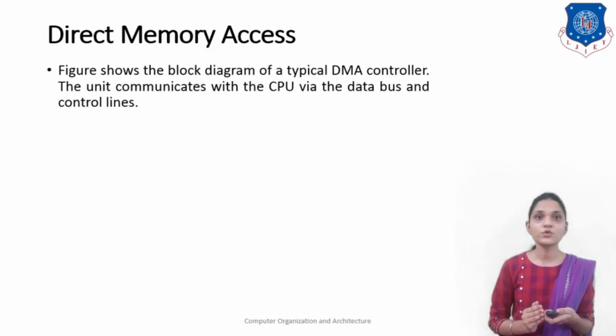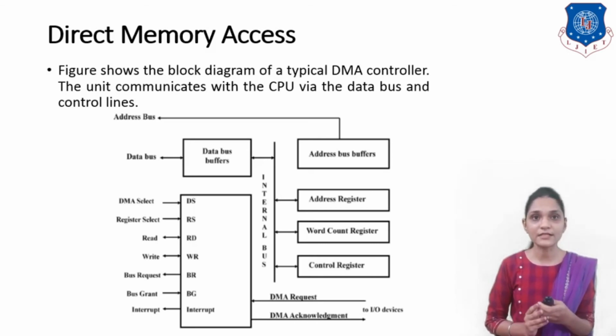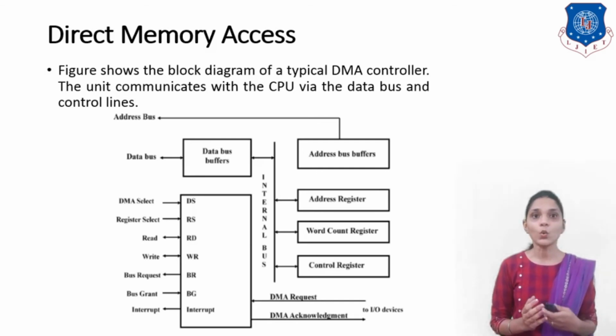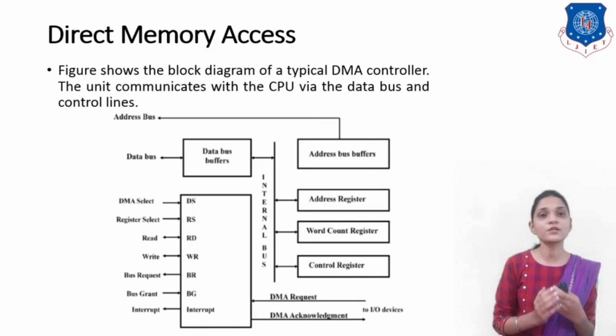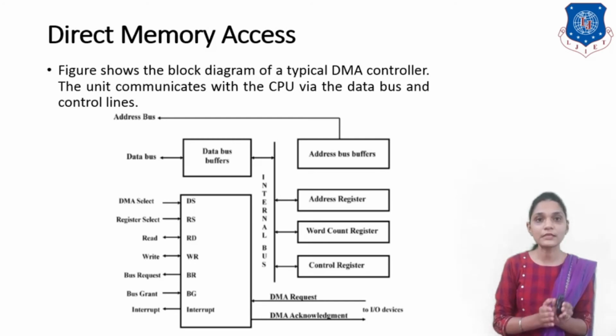This figure shows the block diagram of a typical DMA controller, and this unit communicates with the CPU with the data bus and the control line. We have used the address bus for the address and the data bus for the data, and it has many registers like the address register, word count register, and the control register. The control register provides the control, the address register provides the starting address of the block, and the word count register provides the number of data words which you require to transfer in this memory transfer task.